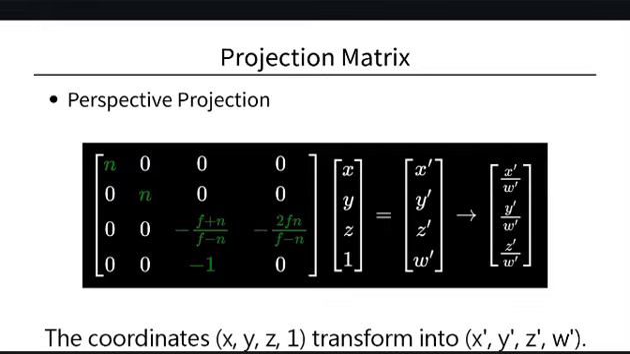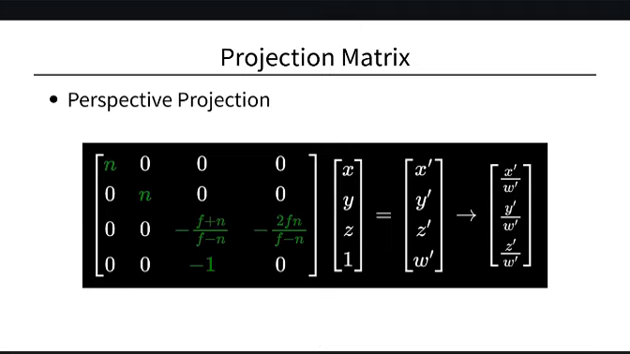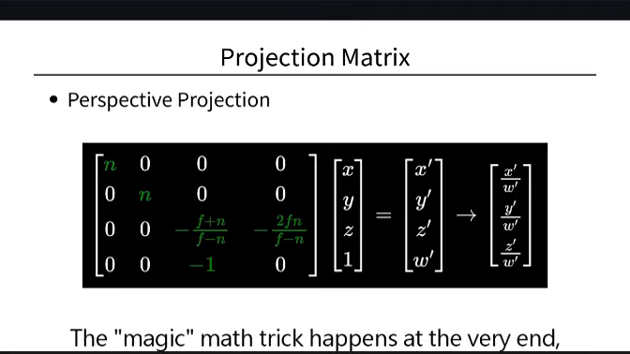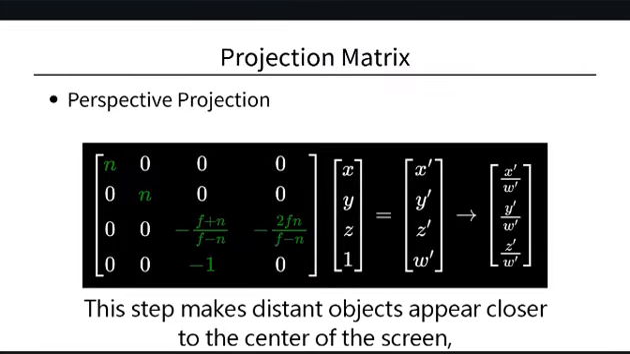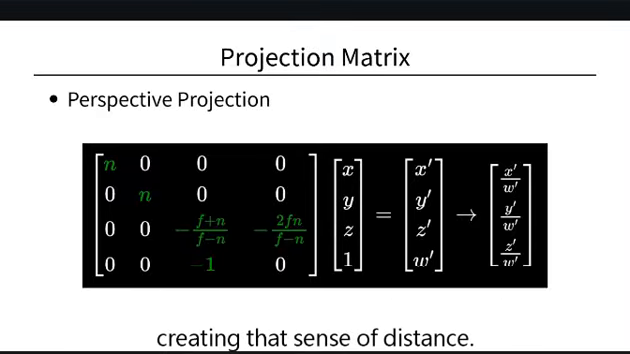The coordinates x, y, z, and 1 transform into x prime, y prime, z prime, and w prime. The matrix multiplication happens, and at the very end comes the perspective division. We divide everything by w. This step makes distant objects appear closer to the center of the screen, creating the sense of distance.